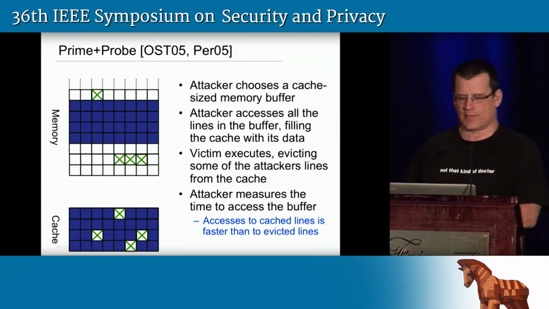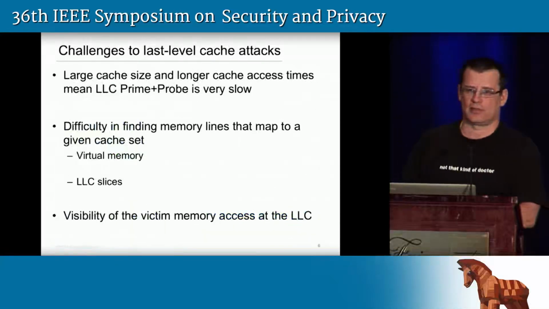In the 10 years that have passed since these attacks were published, we haven't seen side channel attacks against the last level cache, or we haven't seen the prime probe attack against the last level cache. And the reason is that there are several challenges that make this attack more difficult. The first challenge is that the last level cache is larger and slower than the L1. So doing a prime probe cycle on the last level cache is much slower. The second challenge is that we have difficulty mapping our memory into the cache sets.